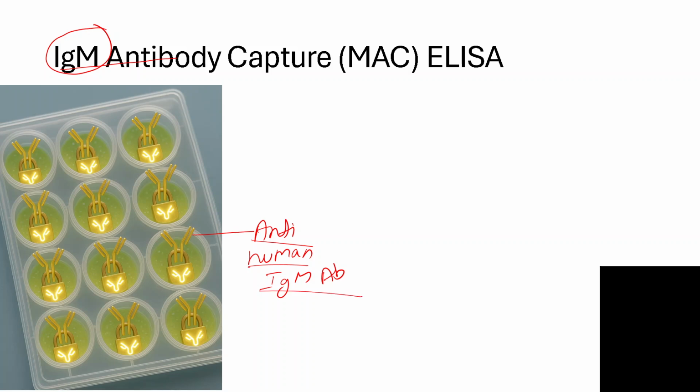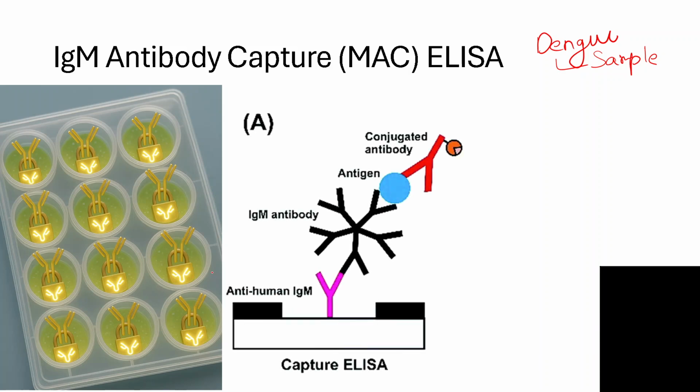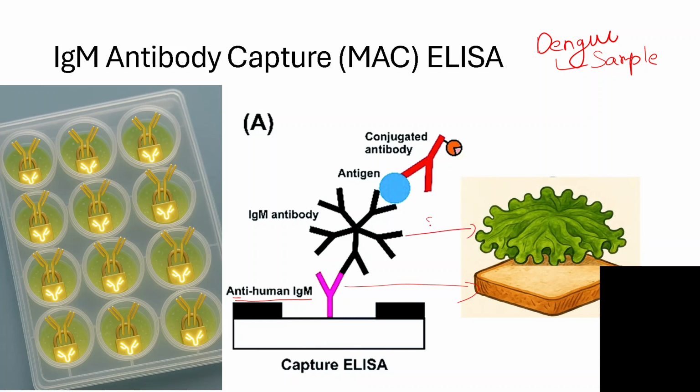Clear? Now, as compared to your sandwich ELISA, your MAC ELISA is like making a club sandwich. How? I'll tell you. So I have my dengue patient here. I have taken the patient sample and I want to see whether IgM antibody is there or not. First, I have pre-coated my well with anti-human IgM. This is the first layer of my sandwich. After that, I'll apply the patient serum sample. If the patient has the IgM antibody, it will go and bind to the anti-human IgM. Now, it's a club sandwich.